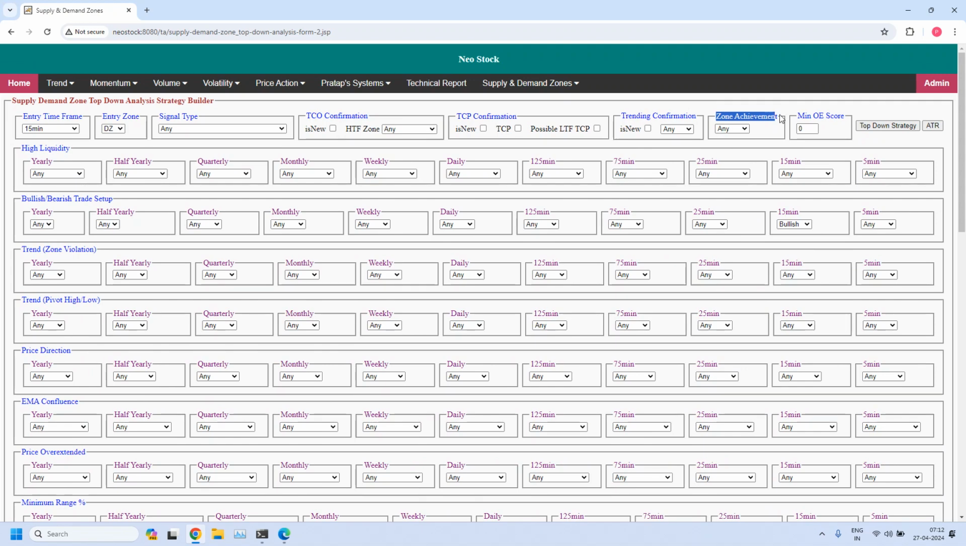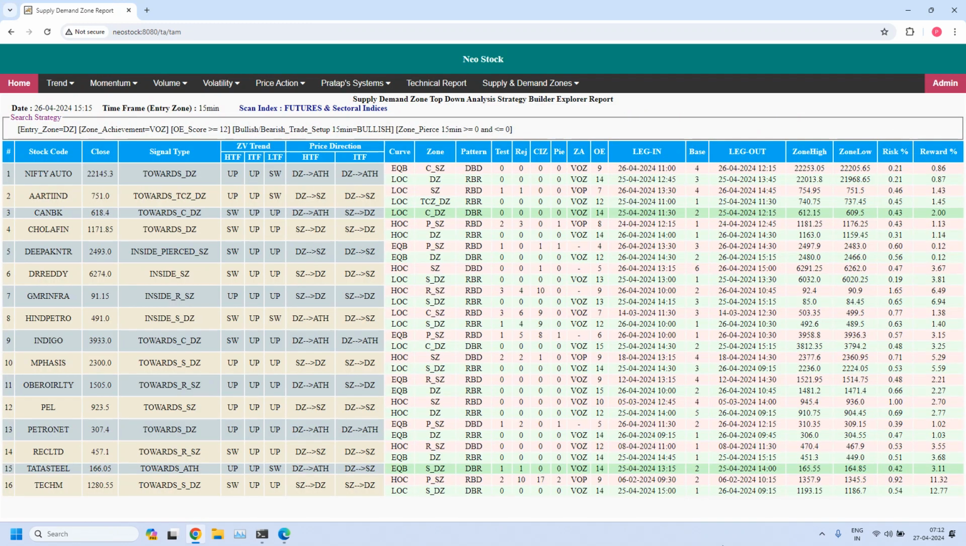And the second one, zone achievement, I am selecting violated opposing zone, VOZ. And minimum odd enhancer score, I am selecting 12 for bullish or bearish trade setups. So let me filter the stocks. So 16 stocks are filtered.